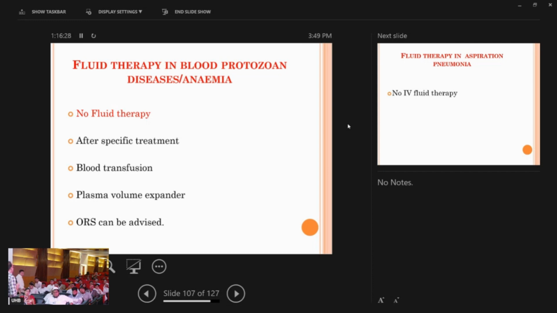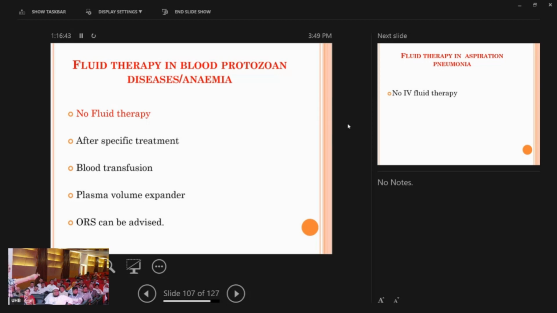One thing is the mucous membrane. The mucous membrane should be normal, pink and moist. Number 2, you should not have any lung involvement, lung lesions. If it is having pneumonia, if it is having aspiration pneumonia, you have to avoid fluid therapy.